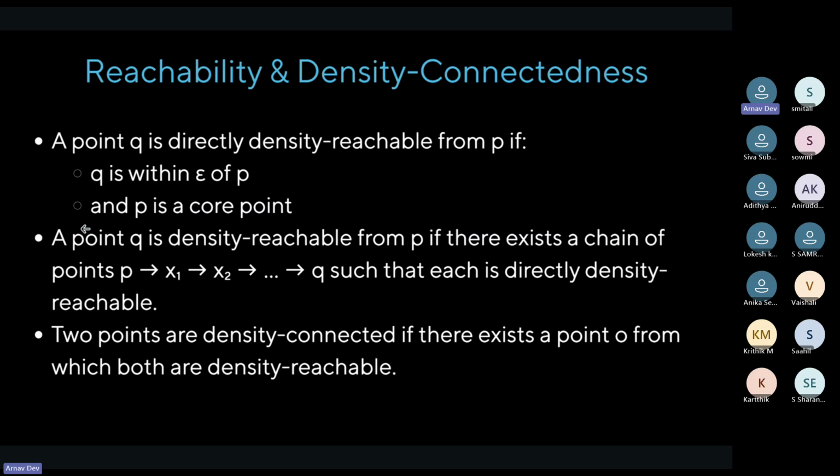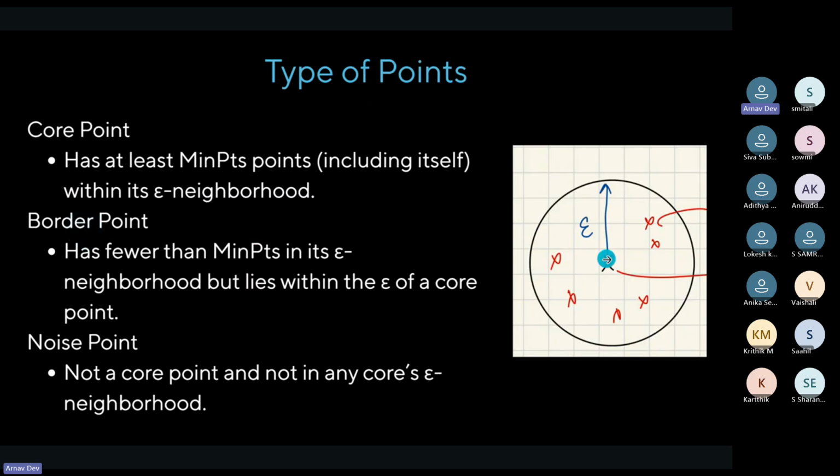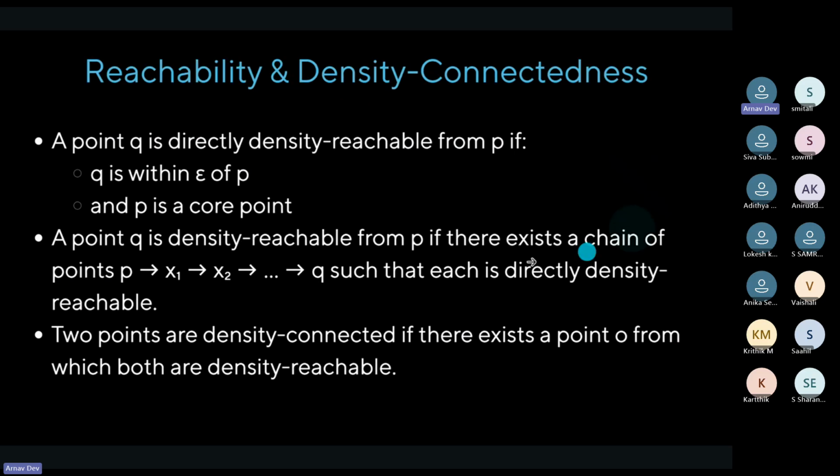the epsilon radius of the point P, and P is a core point. So suppose this is a point P which is a core point and this is a point Q. This is density reachable because the point P is a core point and Q is in the region of the epsilon. So that is said to be a density reachable point.